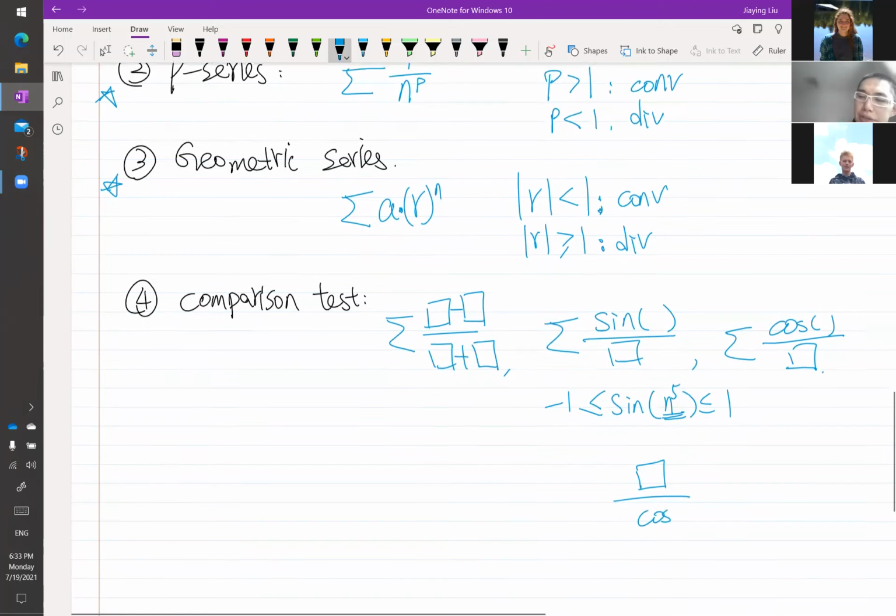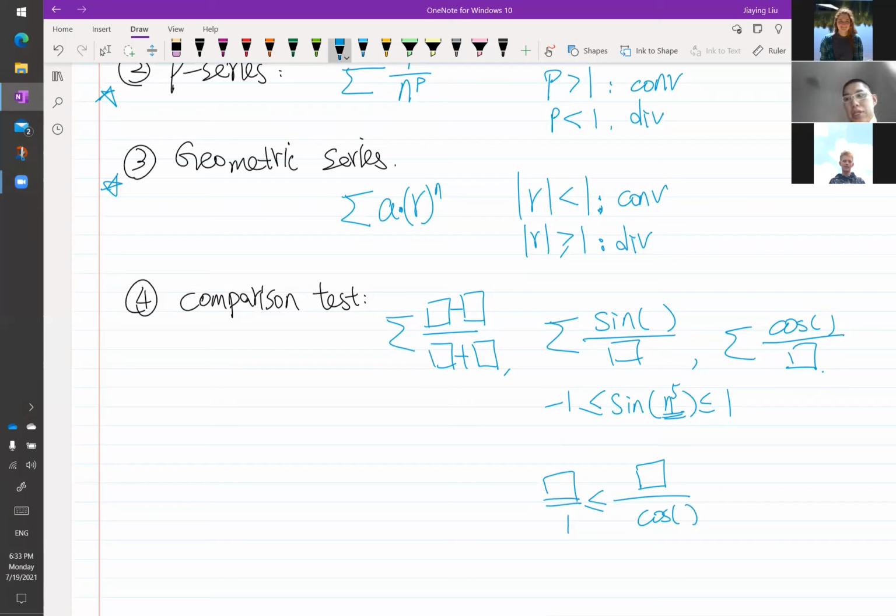You can still try to use the comparison test. I'm not sure how effective it is because the denominator will range from 1 to -1. Definitely you're going to have a function that's a 1 with this numerator there, because 1 is greater than the cosine expression. So if you have 1 there, you're going to have something like that.